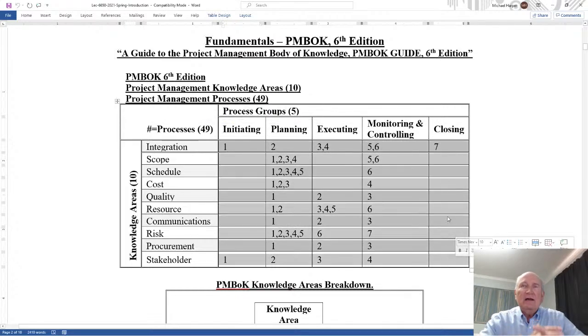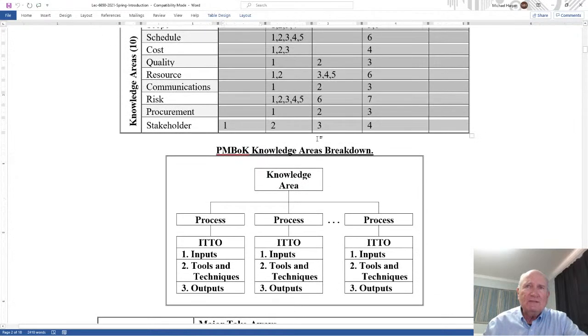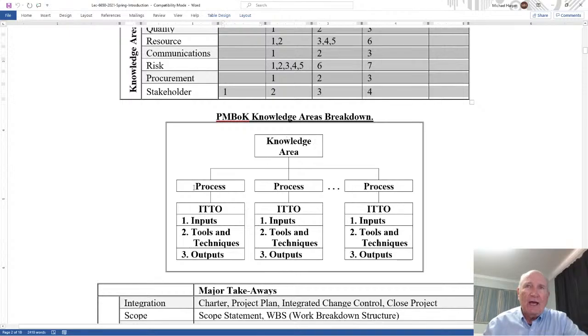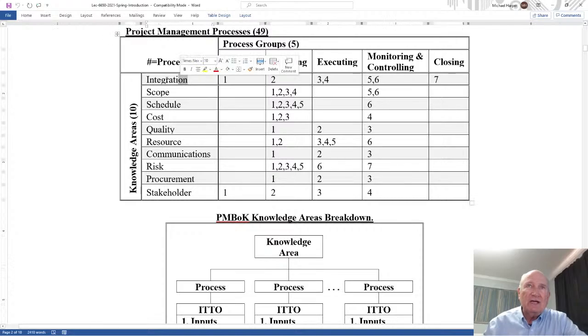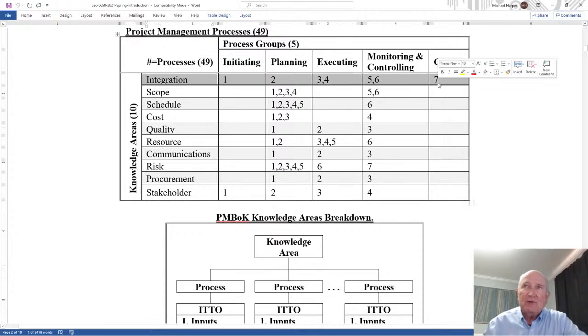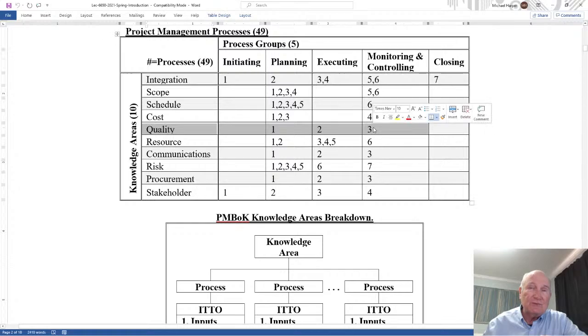And notice how they align the processes within a group and within a knowledge area. The reason for that is just a structure, it's just a framework to keep track of where these processes are. Now, what's a process? Each one of these represents a process. For example, a knowledge area will have multiple processes, and you see here the integration knowledge area has 7 processes. The cost knowledge area has 4 processes. The quality knowledge area has 3 processes.